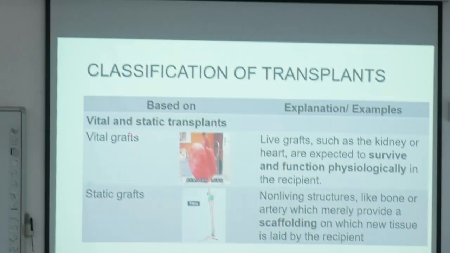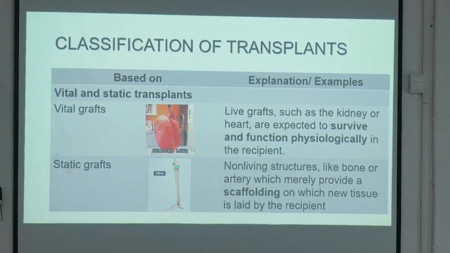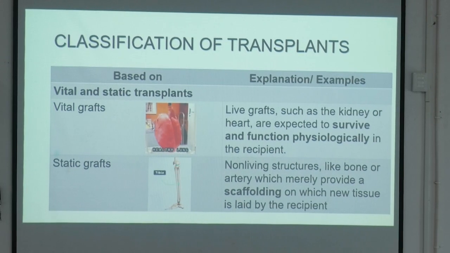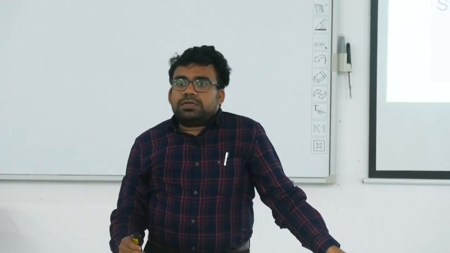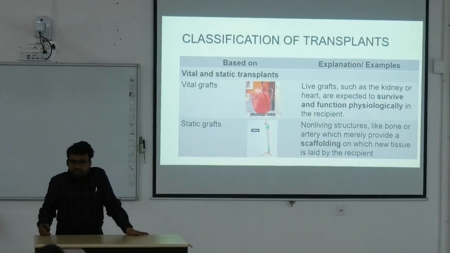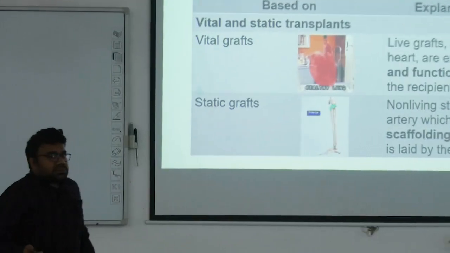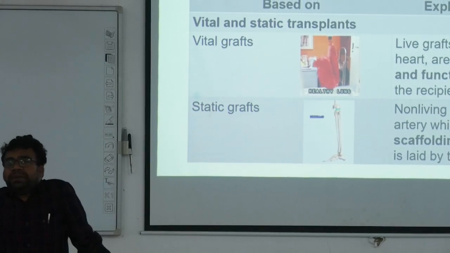Another classification is based on whether it's a vital or static transplant. Vital means an organ that is essential for human life because of its physiological and anatomical function. However, there are other types, like a static graft transplant, that is a bone transplant. It may not be active physiologically but only gives a structural base. Similarly, an arterial transplant would be a static transplant.